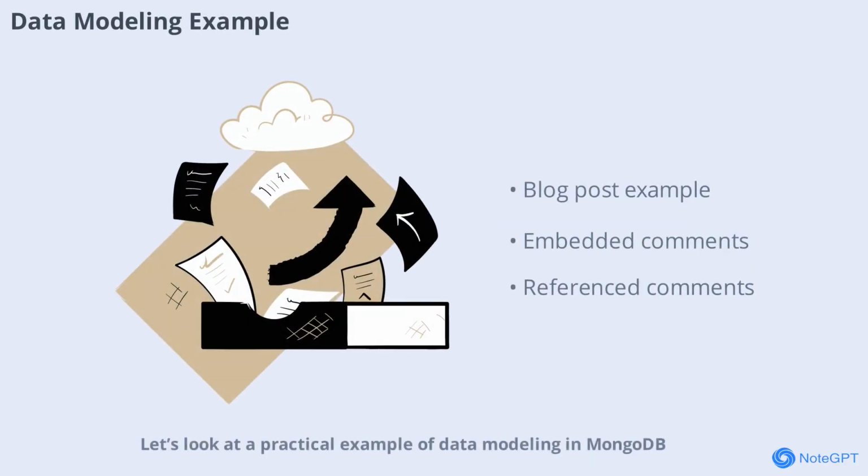Let's look at a practical example of data modeling in MongoDB. Suppose you're building a blog platform. You might store each blog post as a document, embedding comments within the post document for quick access. Alternatively, you could store comments in a separate collection and reference them from the post.